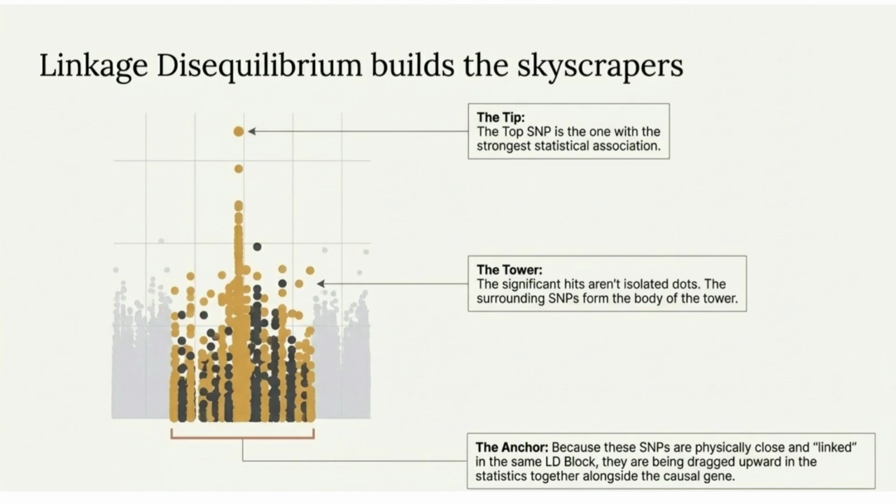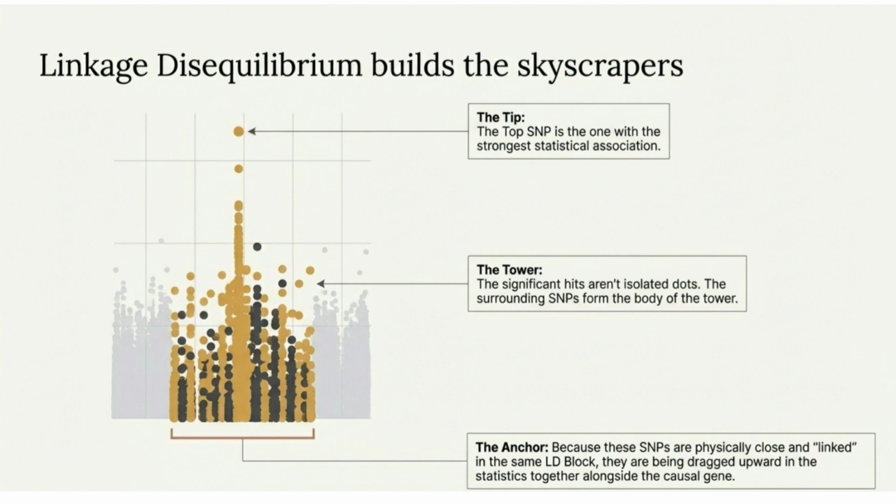But here's the key insight. This is the part that brings it all together. Why do we see these giant towers and not just single dots? The answer is linkage disequilibrium. That skyscraper isn't a single gene, it's the entire neighborhood. The real disease-causing gene is the anchor, but because all its neighbors are so tightly linked to it, they get dragged up in the statistics right along with it. LD is literally what built these skyscrapers, and this is not just a theory.